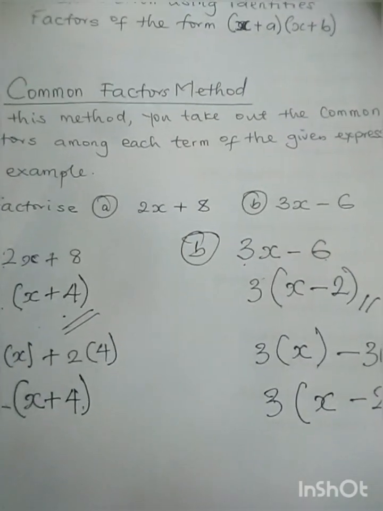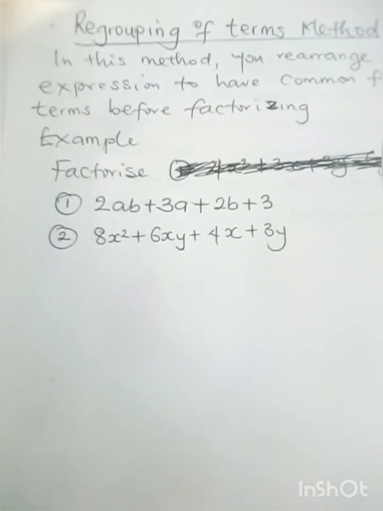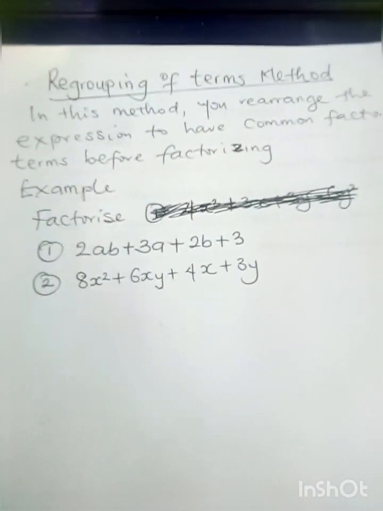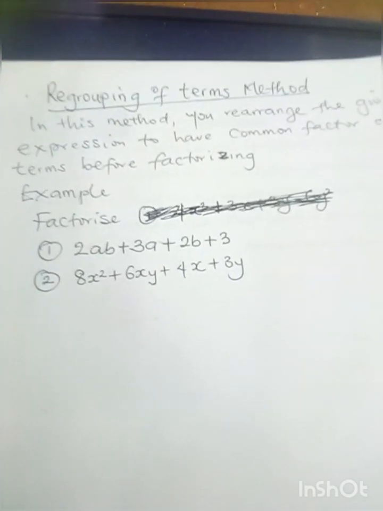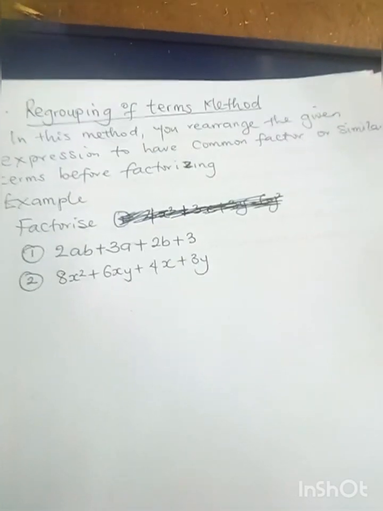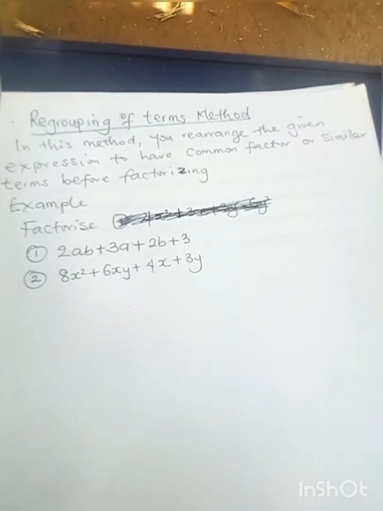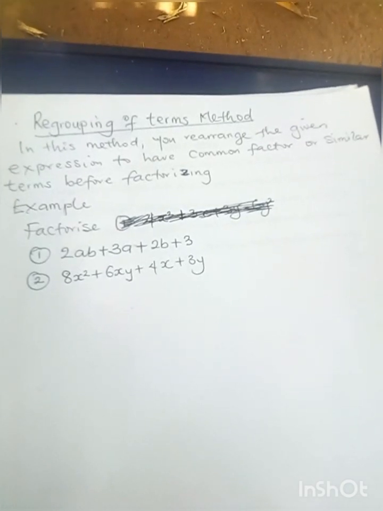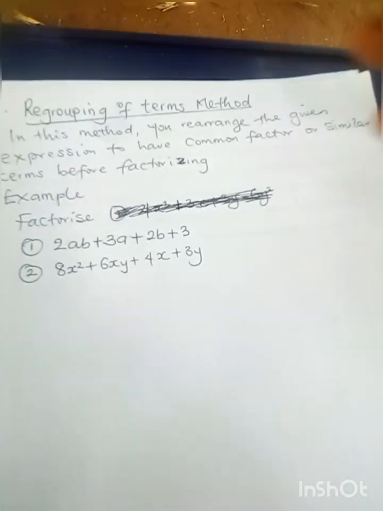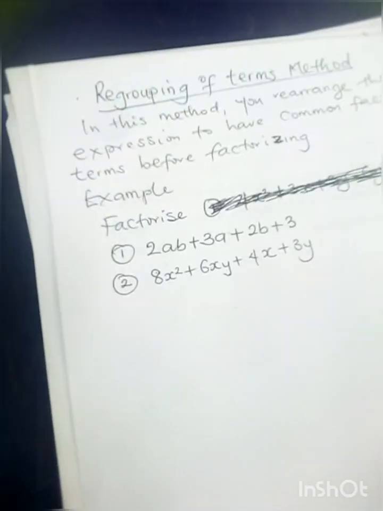Now let's see how we use the regrouping method. For the regrouping method, you have to arrange the given expression to have common factors or similar terms before factorizing. That is, you arrange the given expression to have common factors or similar terms before you factorize. Now we are going to solve 2 examples here. Let's see how we go about these 2 examples.